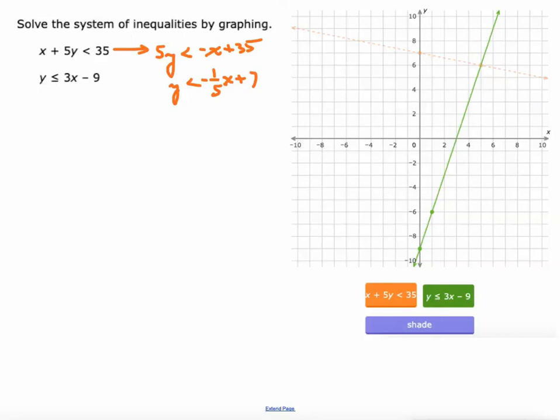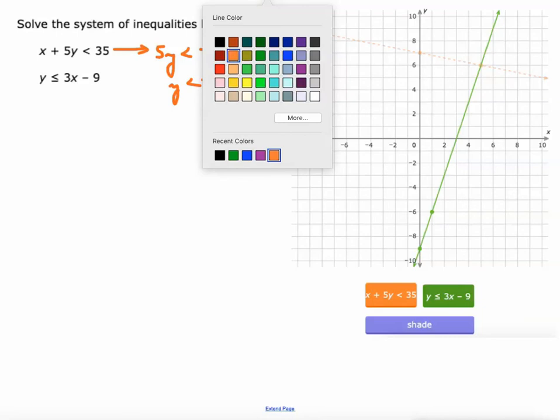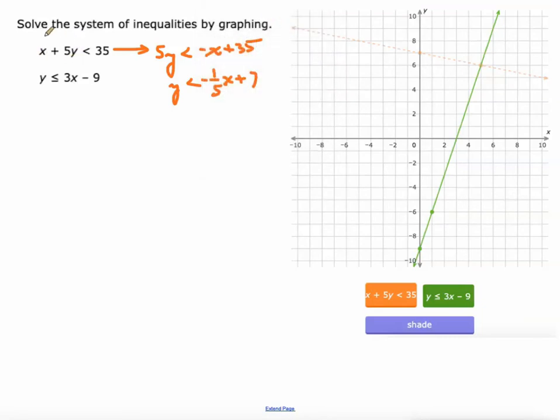Shading, okay. For the orange one, just think about it. If you plug the point 0, 0 into this equation, 0 plus 5 times 0 is 0. So is 0 less than or equal to 35? Yes, it is. That's just easy mental math. Okay, we'll try the same thing here with the green too, even though it's in intercept form. 3 times 0 is 0, so it's just going to leave you with this -9. Is 0 less than or equal to -9? 0 is not less than or equal to -9, so we wouldn't shade the side that includes 0, 0.